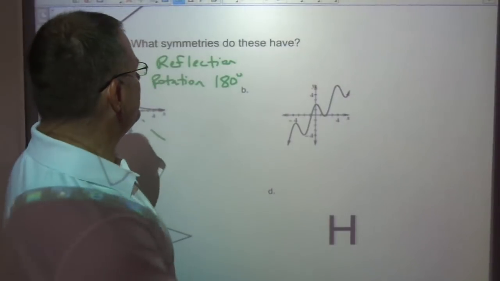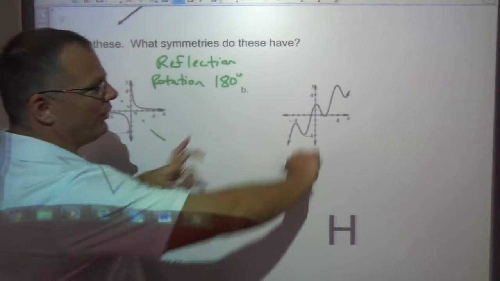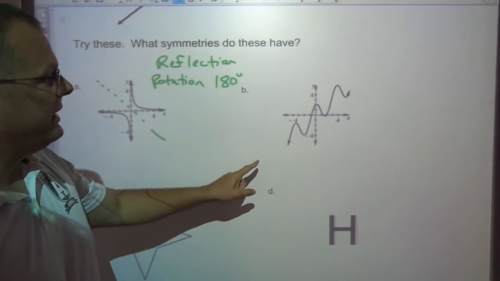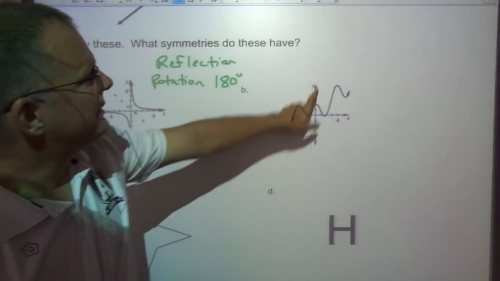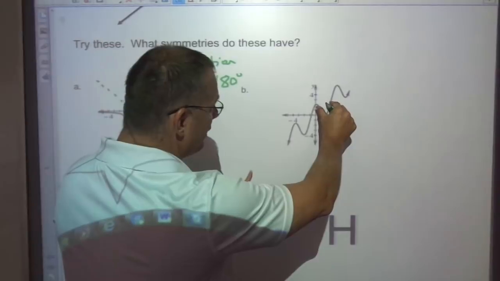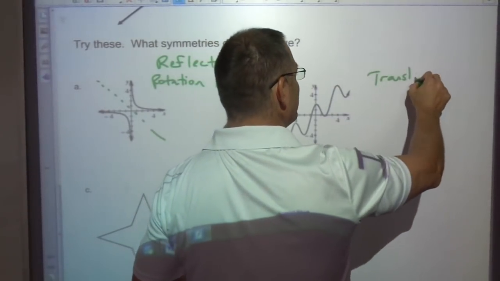This one does not have reflection. I can't flip it in any way that would be the exact same. I also can't rotate it because these aren't the same heights. However, because it goes on and on and on, and it's the same pattern, I could take this much and slide it to here, and it would end up being the same thing. This has translation symmetry.